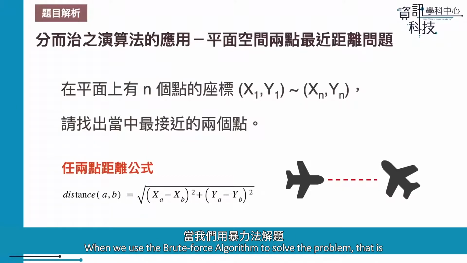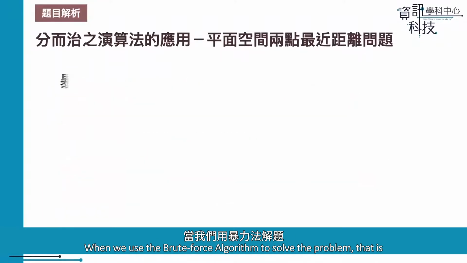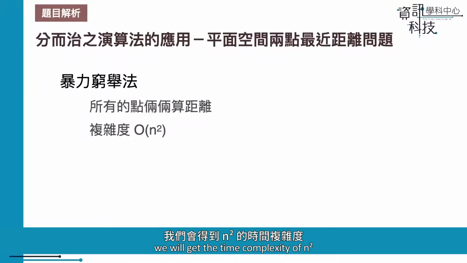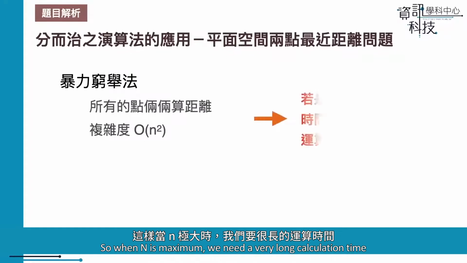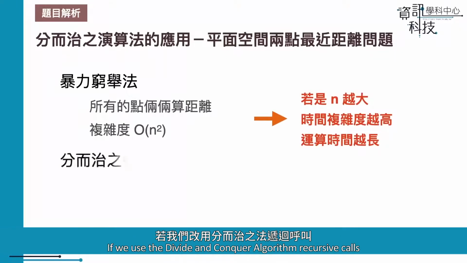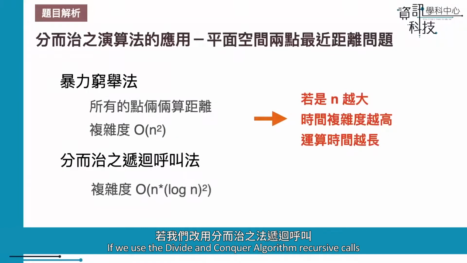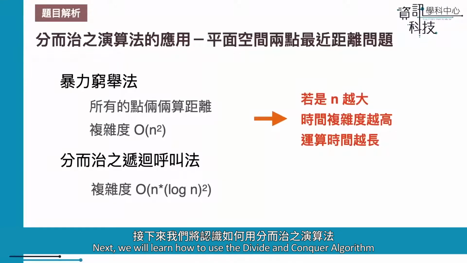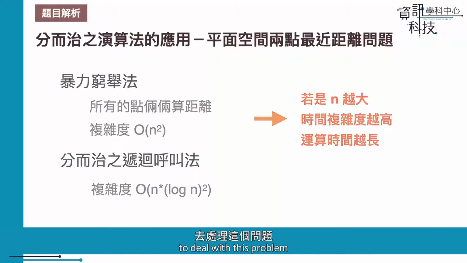When we use the brute force algorithm to solve the problem, that is, when we calculate the distance between all points 2 by 2, we will get the time complexity of n to the second power. So when n is maximum, we need a very long calculation time. If we use the divide and conquer algorithm recursive calls, we only need the time complexity of n times log n to the second power. Next, we will learn how to use the divide and conquer algorithm to deal with this problem.